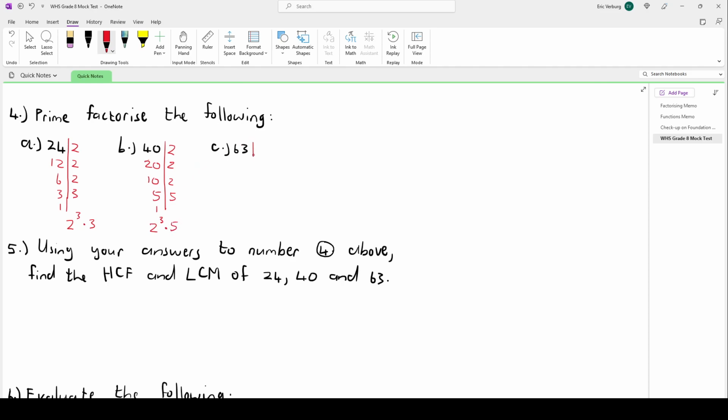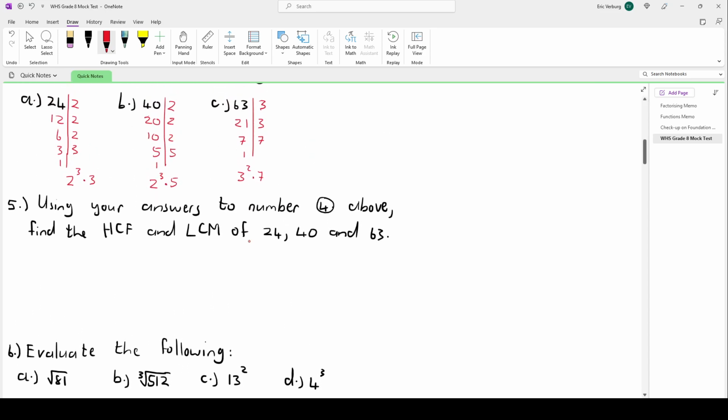Yeah, and then for 63, we cannot divide this by 2. Can we divide it by 3? Yes. So 63 divided by 3 is 21. We can divide that by 3 again, which gives us 7. And then we can divide that by 7 to give us 1. So this has 3 squared times 7 as its prime factors. Okay.